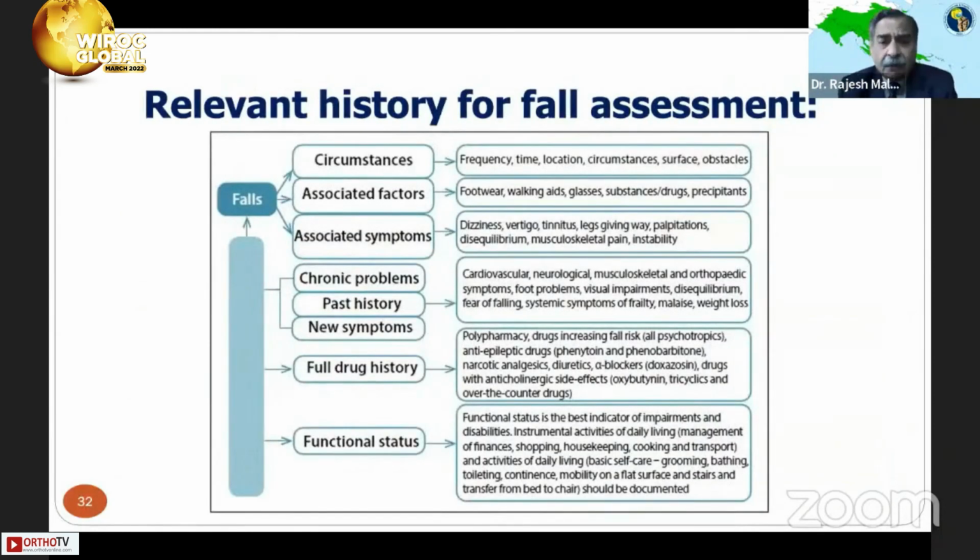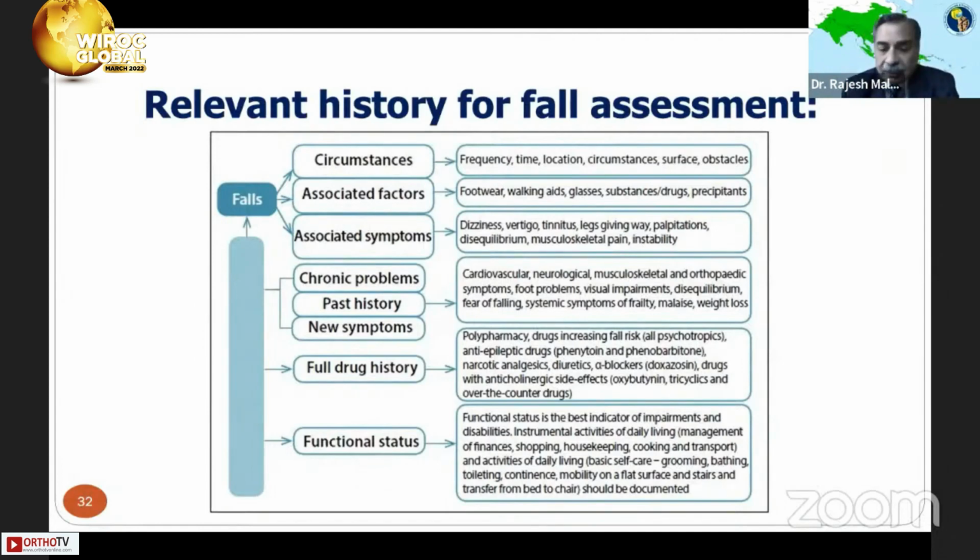When you take a history for fall assessment, you must look into the circumstances, the frequency, time, location, surface, and obstacles, associated factors such as footwear, walking aids, glasses, substances, drugs, etc., associated symptoms like dizziness, vertigo, tinnitus, legs giving away, chronic problems like cardiovascular diseases, neurological diseases, the past history of falls, and new symptoms. The drug history is extremely important because polypharmacy is a very important cause of fall. And then diuretics, analgesics, and alpha blockers, or those which are causing sedation, also predispose to fall.